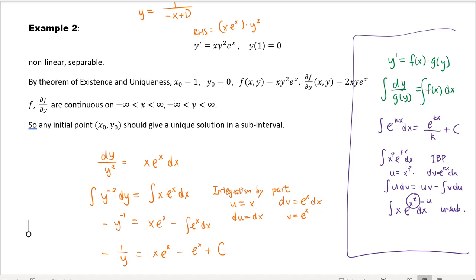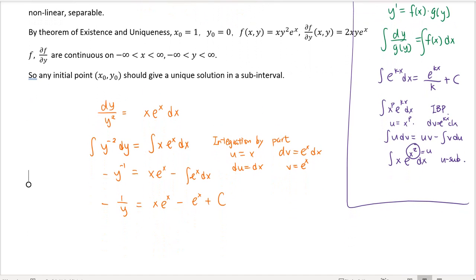Let's see what happened. We multiply both sides by -1. We get 1 over y equals minus x e to the x plus e to the x minus c, but we can rename it to be a new constant d. And so for y, we get 1 over minus x e to the x plus e to the x plus d.